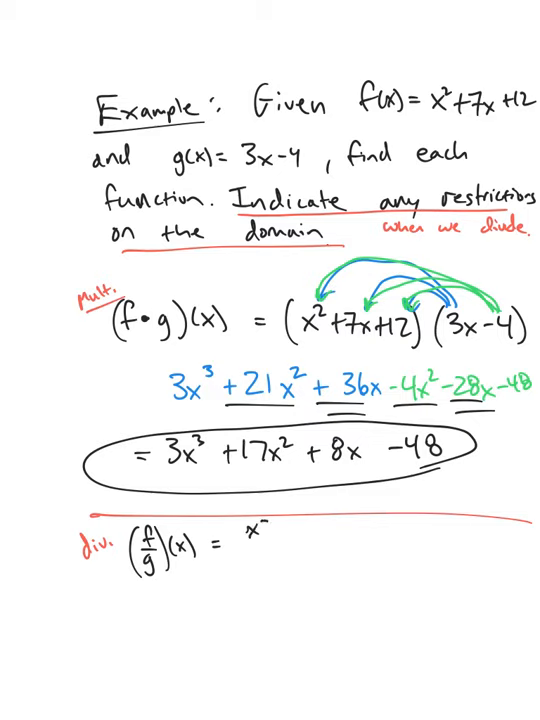And so that f function goes on top, x squared plus 7x plus 12 over 3x minus 4, g of x. Guys, remember we have to say 3x minus 4 can't equal 0. Guys, what is g of x? G of x is 3x minus 4. So 3x minus 4 can't equal 0.